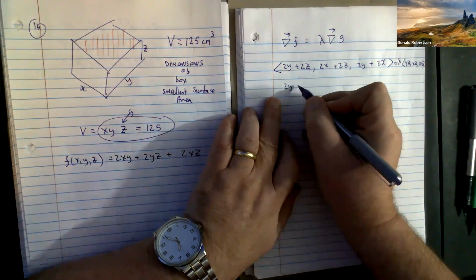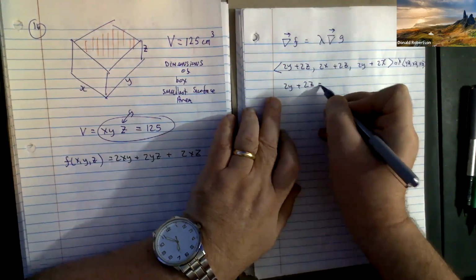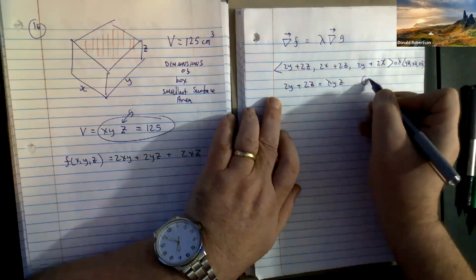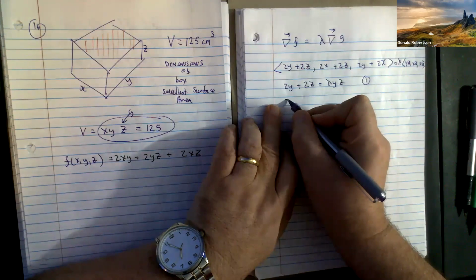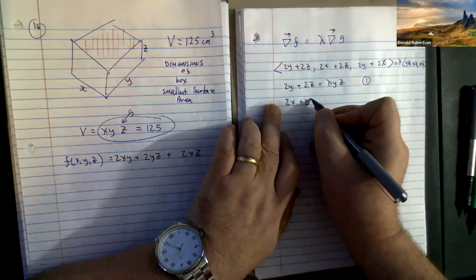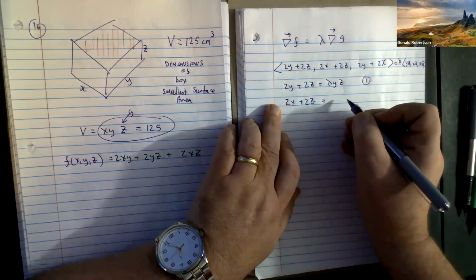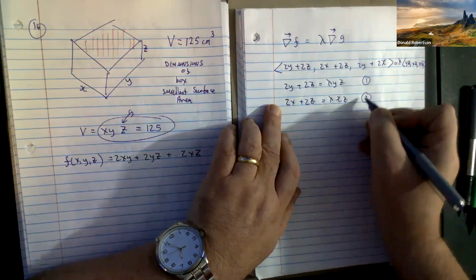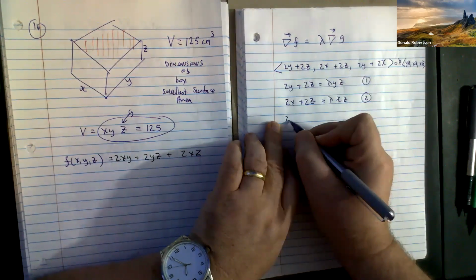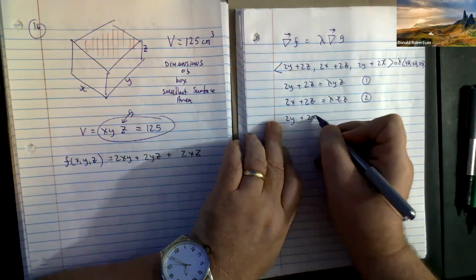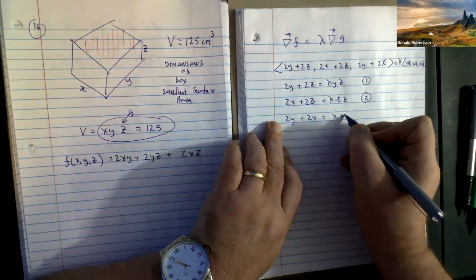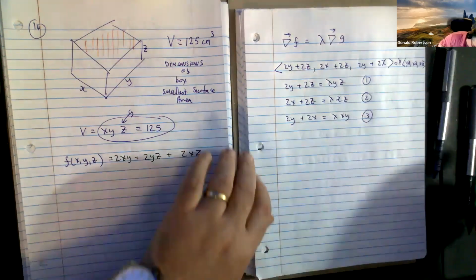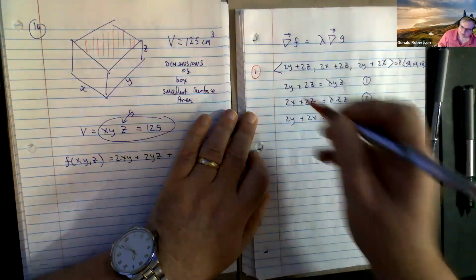So 2y plus 2z is lambda yz, first equation. 2x plus 2z is equal to lambda xz, second equation. And lastly, 2y plus 2x is lambda xy, our third equation. And that's step 1 now finished.